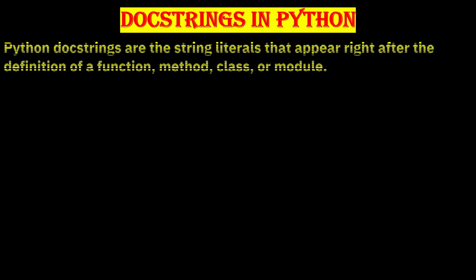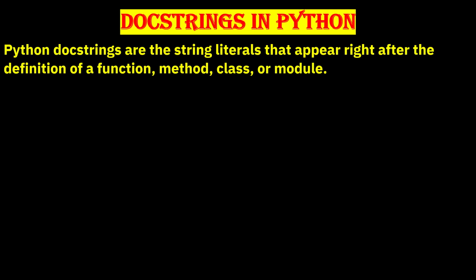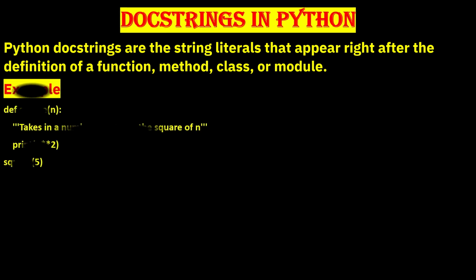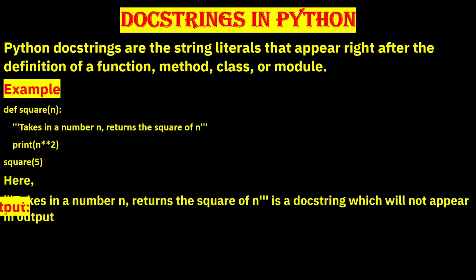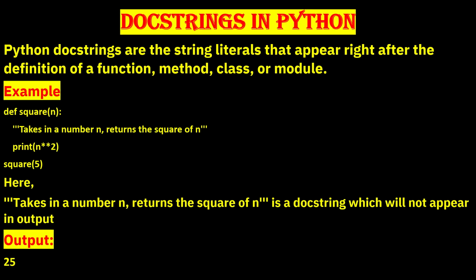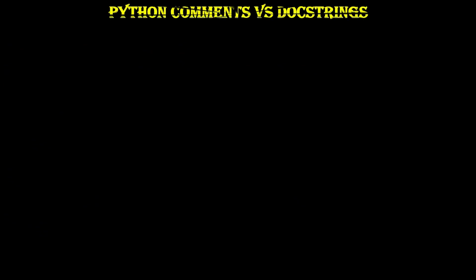Docstrings in Python. Python docstrings are the string literals that appear right after the definition of a function, method, class, or module. Example: def square(n): '''Takes in a number n, returns the square of n.''' print(n ** 2) square(5). Here, 'Takes in a number n, returns the square of n' is a docstring which will not appear in output. Output: 25.